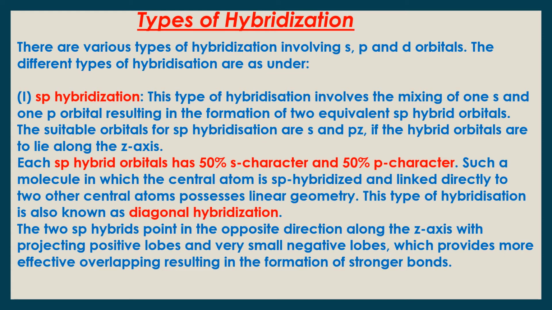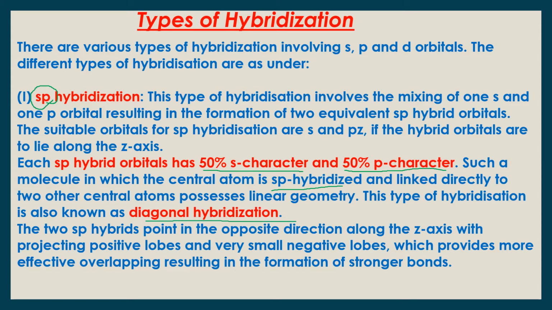Now the types of hybridization. The first type is sp hybridization, where one s orbital and one p orbital are hybridizing. So if there is one s and one p, you can easily see that it is 50% s character, because out of s and p, one is s and one is p. So 50-50% s and p characters we call it. Such a molecule in which the central atom is sp hybridized. Sp means there must be two orbitals. And these two orbitals, if I place them at a maximum distance to minimize the repulsions between them, it becomes a linear shape. So they are to be placed diagonally. So this is also called diagonal hybridization.